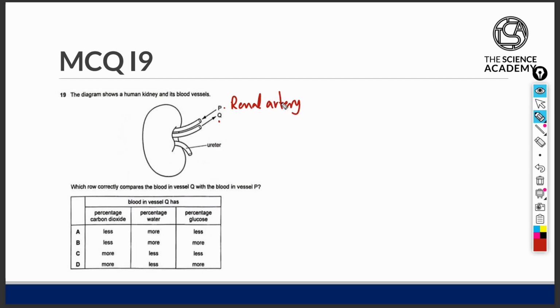renal artery, since the organ that we're talking about is the kidney, and Q will be the renal vein. The renal artery is coming from the heart towards the kidney, while the vein is going towards the heart. Cells in the kidney need to respire, so they require oxygen gas, glucose, and other nutrients that are required for these cells to respire or to survive.